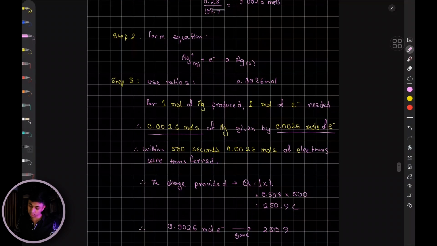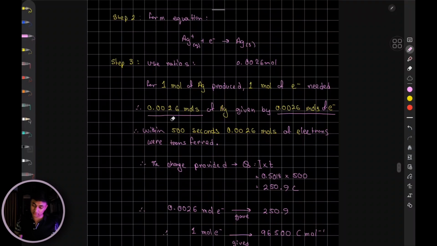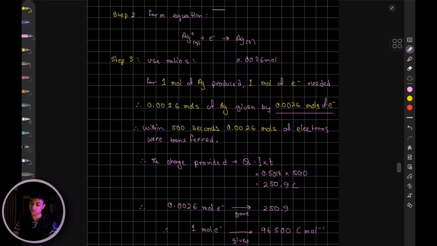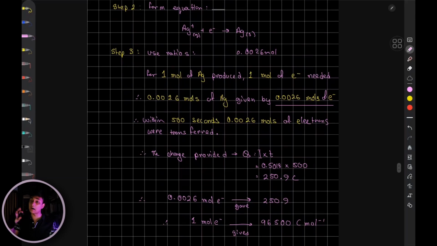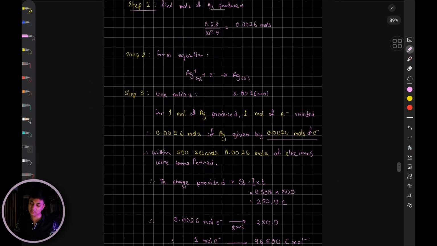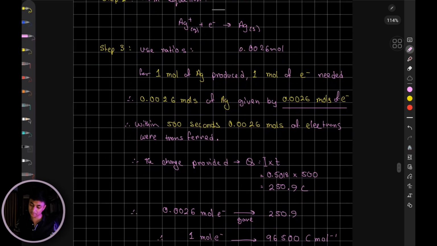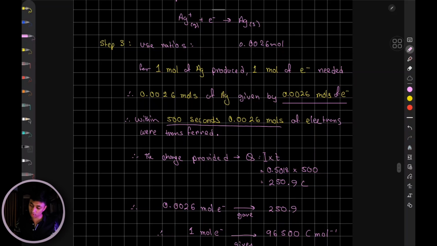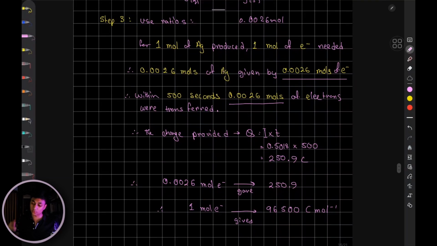Fair enough. Okay. Now, granted, you know this amount of information about the electrons. This is the crucial information. Fair enough. So, you know 0.0026 moles of electrons were needed. Now, keep that in mind while we calculate the amount of charge that was given by the cell or by the direct current. So, how long did we pass electricity? 500 seconds, right? It was given in the question. So within 500 seconds, 0.0026 moles of electrons were transferred.